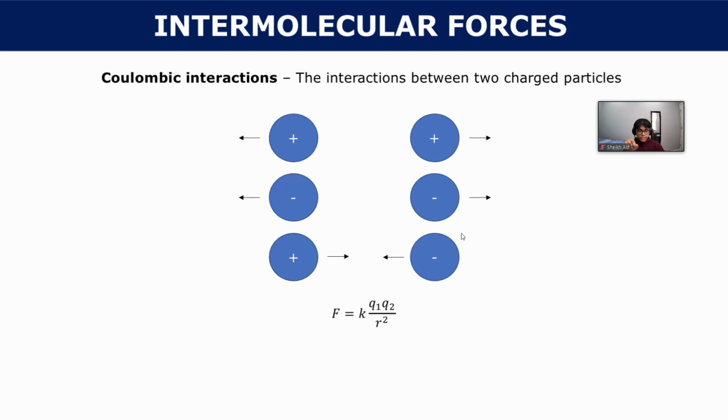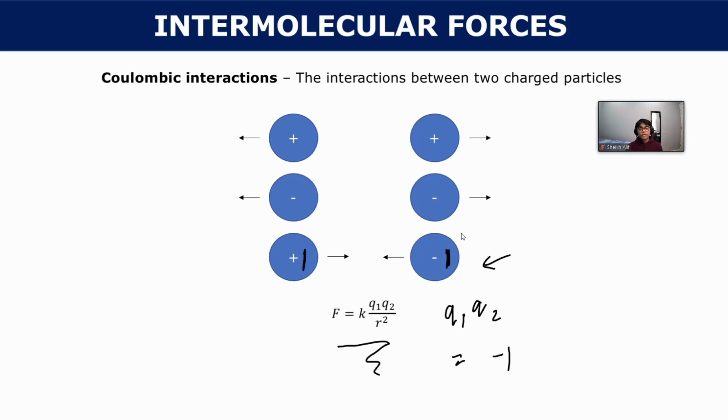That force of attraction can be mapped using this equation right here, where force equals K, which is some constant, times Q1 times Q2. Q1 is the charge of the first particle, Q2 is the charge of the second particle, over r squared, or the distance between them squared. So if we say there's a +1 charge here and a -1 charge here, Q1 times Q2 of this little interaction right here would be -1.